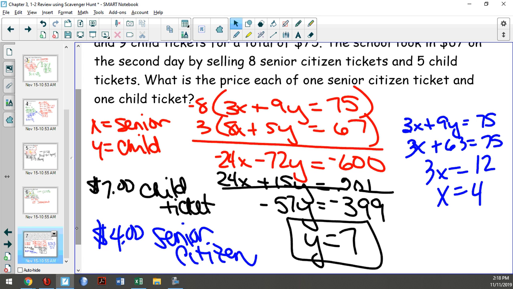The test is tomorrow over sections 3.1 and 3.2: graphing, elimination, substitution, and application. I need all homework placed in the bin over graphing, elimination, substitution, application. The lovely little scavenger hunt is what you need to do tonight for homework.